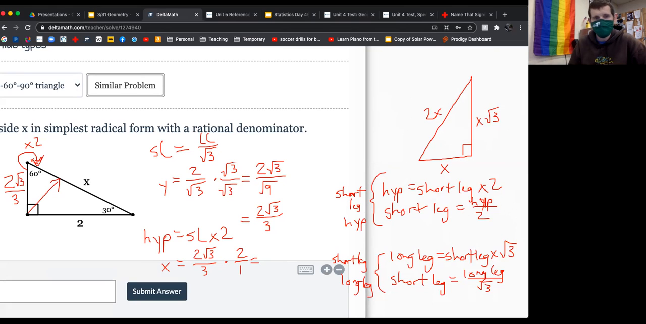What I'd recommend is you guys copying this work down or taking a picture of it when we're done so that you can see what the process was. So if you're just passively following along, but you're not taking any notes, you're going to run into some difficulty later, potentially. All right, so if I multiply, we know the denominator, 3 times 1 is 3. What's the numerator going to be here? 4 square root of 3.